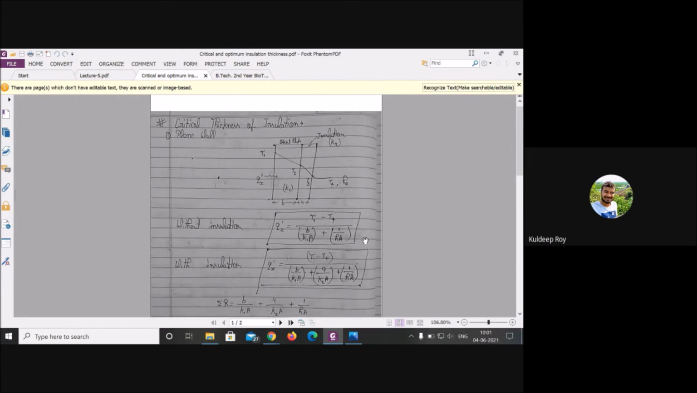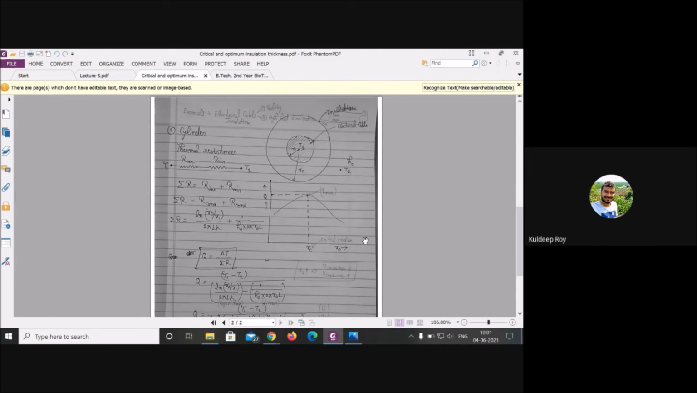This is for your understanding that it exists in your plane wall as well. Oh, critical thickness comes here. The major part is in your cable, in your flowing pipe, in any kind of flowing equipment. Generally it exists in critical thickness.